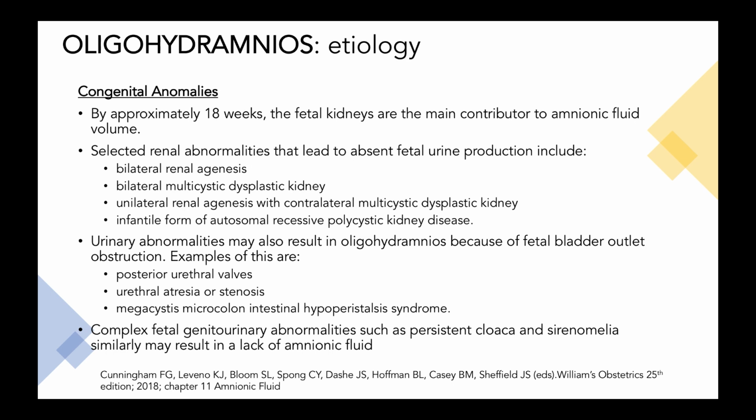Urinary abnormalities may also result in oligohydramnios because of fetal bladder outlet obstruction, and examples of this are the following: posterior urethral valves, urethral atresia or stenosis, and megacystis microcolon intestinal hypoperistalsis syndrome. Complex fetal genitourinary abnormalities such as persistent cloaca and sirenomelia similarly may result in a lack of amniotic fluid.